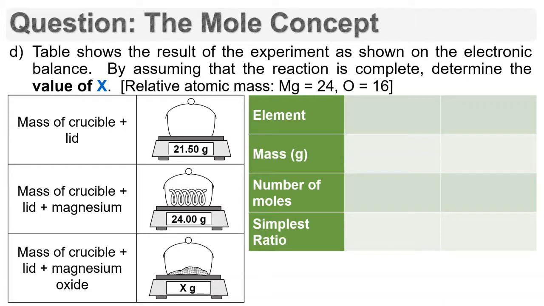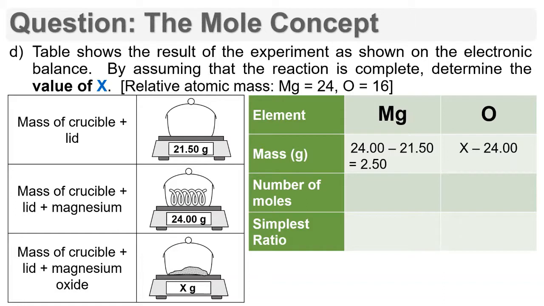Although X is unknown, do not fear. Fill the table accordingly and find the solution along the way. The elements involved are magnesium and oxygen. Then we start with the mass. Mass of magnesium is 24 minus 21.5, which is 2.5 grams. Mass of oxygen is X minus 24. No calculation can be done here as the value of X is unknown. Don't worry, keep on going.